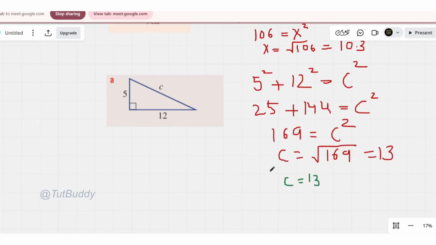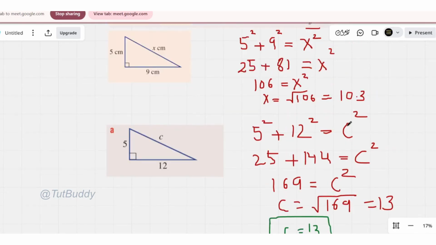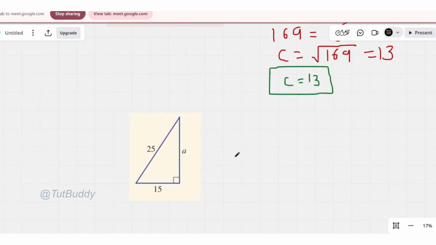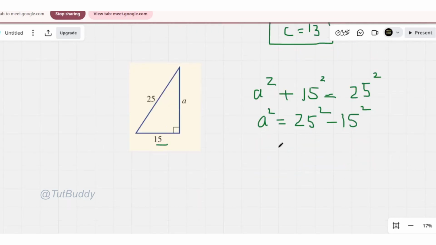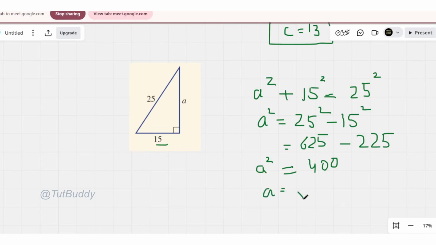Now, let's do a few questions where we have to find one of the shorter sides. In this question, a squared plus 15 squared equals 25 squared, where 25 is the hypotenuse. So, we shift 15 squared to the other side. 625 minus 225, which gives us 400. Taking the square root of 400, we find that a equals 20.